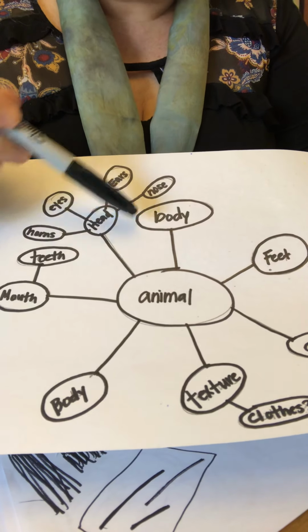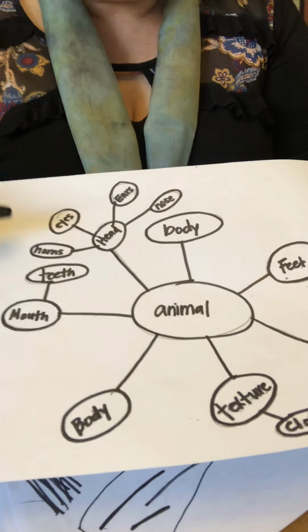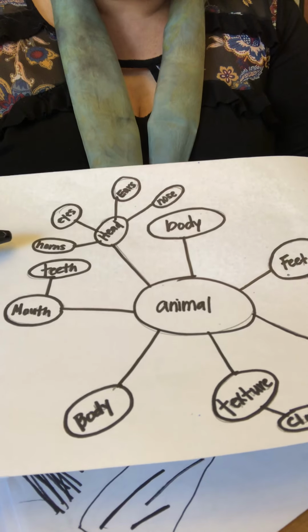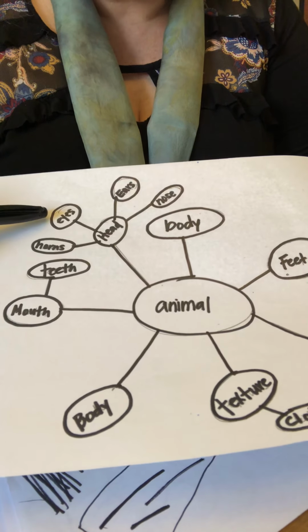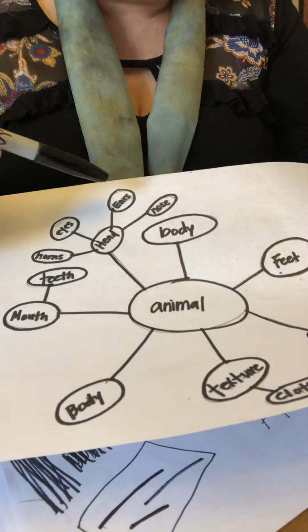And then I put body on there twice. So think about it twice, I guess. And then you have head. So do you want it to have horns? What kind of eyes do you want? Do you want to have big eyes? Do you want to have small eyes? What kind of ears and a nose do you want?